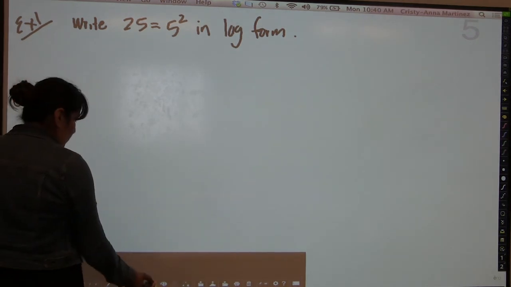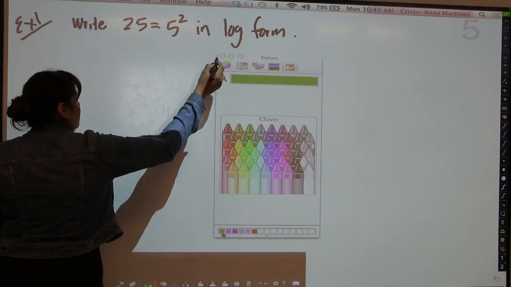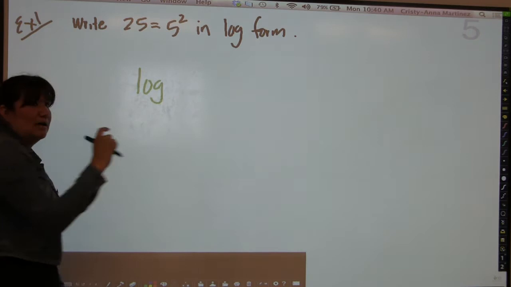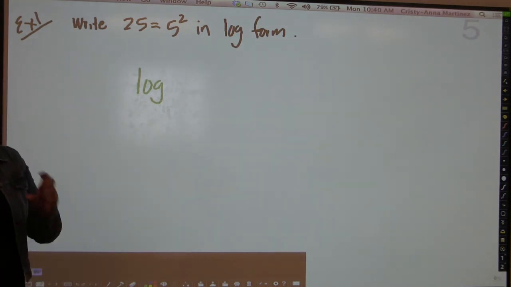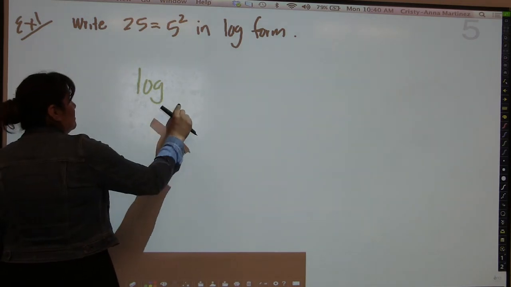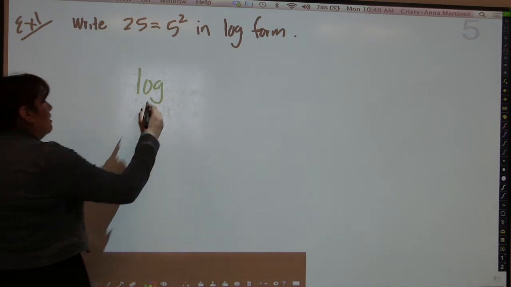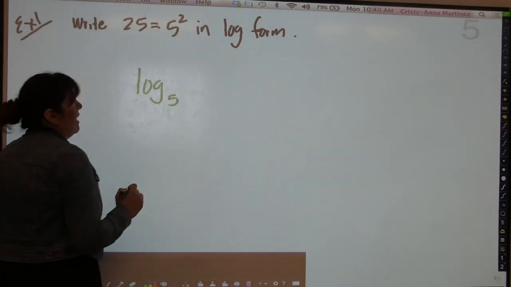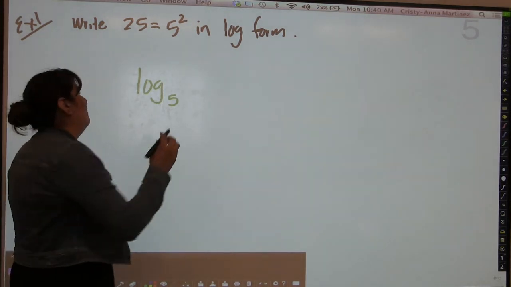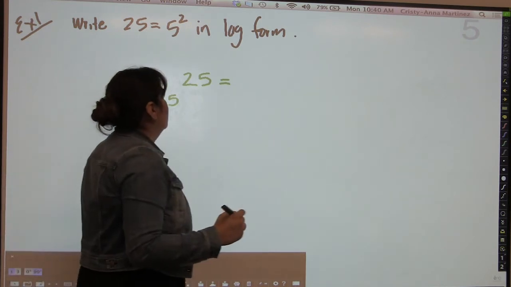Obviously, if it's going to be in log form, I have to have the word log in it. Log, and then what goes right here is a little subscript, so it should be smaller. Don't make it as big as the normal thing. It's a subscript, and what goes here is the base. What is the base in that example? 5. So log base 5, and then what does it equal? 25. So 25 goes here. And what's the exponent? 2.